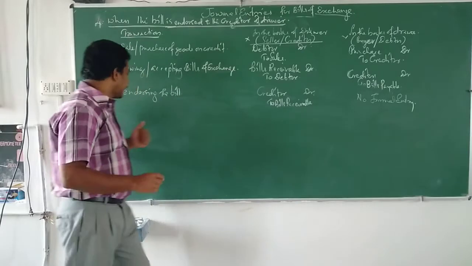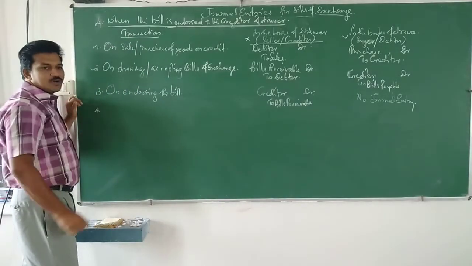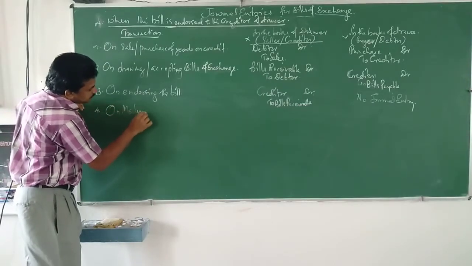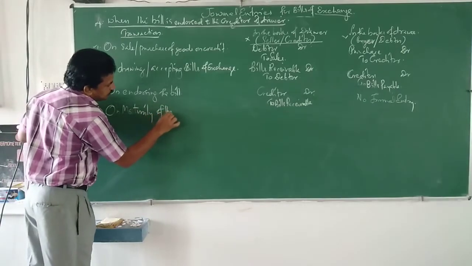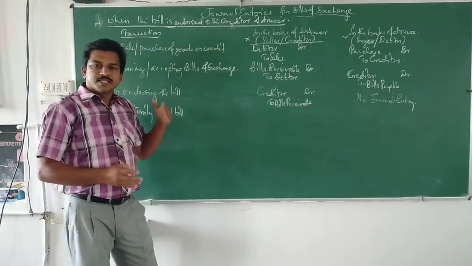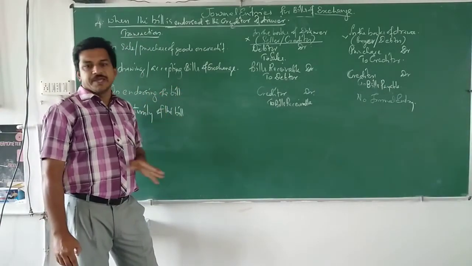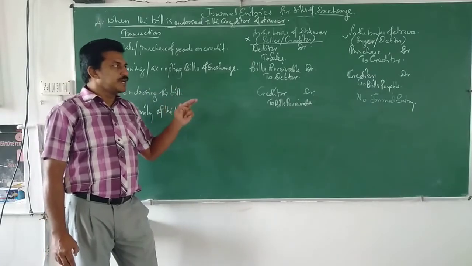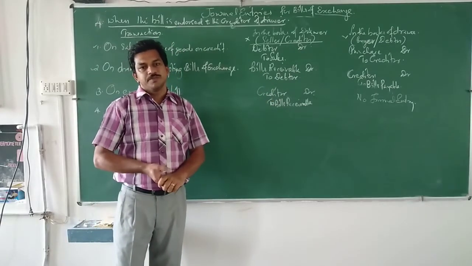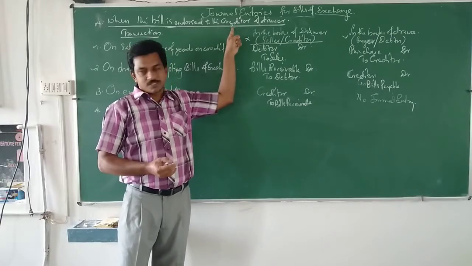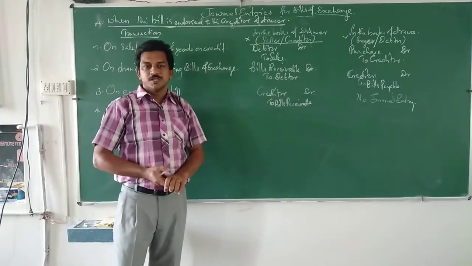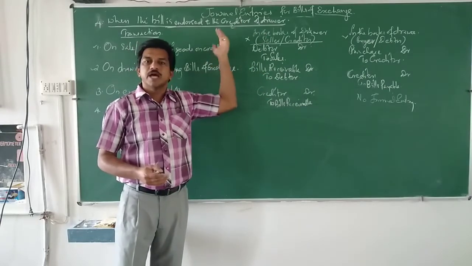Okay. Then fourth point, on maturity of the bill. What it means, on maturity of the bill means at the time when the money is to be paid. So at the time when the money is to be paid, to whom the drawee needs to pay the money? He needs to pay money to Z, who brings the bill to him, isn't it? So drawee needs to pay money to that person.